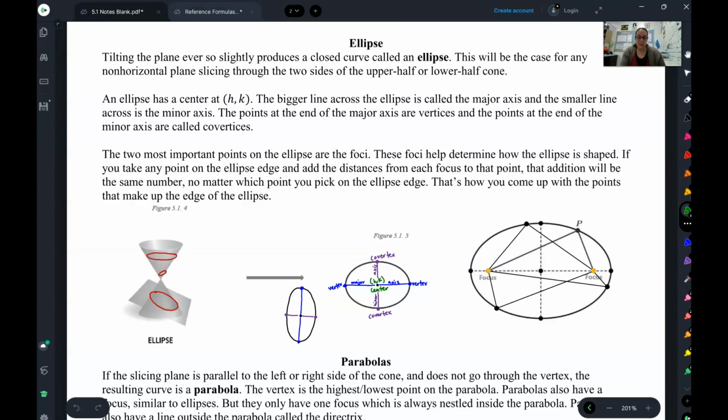So now that we've talked plenty about ellipses, I'm going to end this video for now, and in the next video we'll talk about parabolas and hyperbolas, our last two conic shapes.